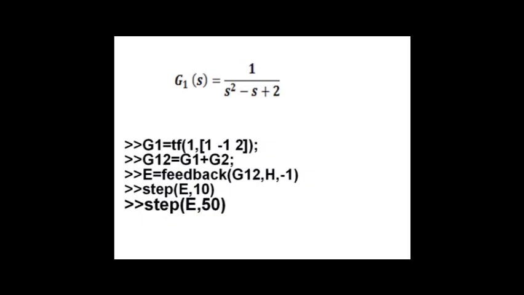In order to view the unstable amplitude response, let us change the G of s, which is 1 upon s square minus s plus 2. Only the change of sign of the s coefficient. Therefore, you need to modify the previous MATLAB statements, which are G1, G12, E, as you see on the screen.